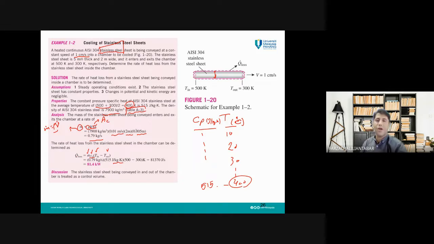Q dot loss for this sheet of stainless steel in this cooling chamber can be calculated by this equation. We have M dot, we have CP, we have T in, T out, and finally Q dot loss is 81.4. If we do not mention loss, Q dot will be equal to T out minus T in, and this will be a negative sign. And by this we can also understand we have heat loss during this heat transfer process.